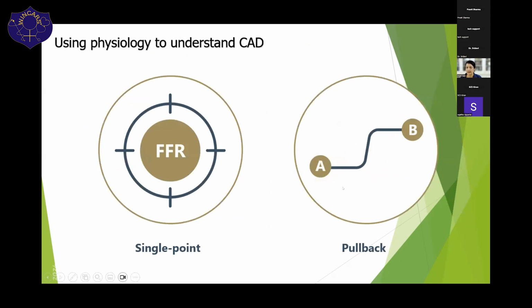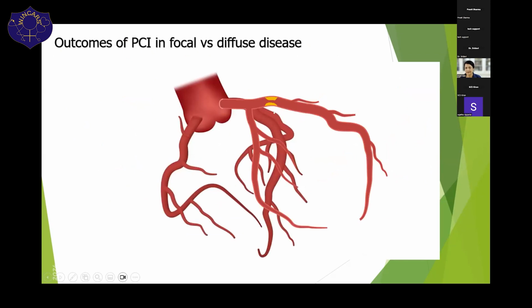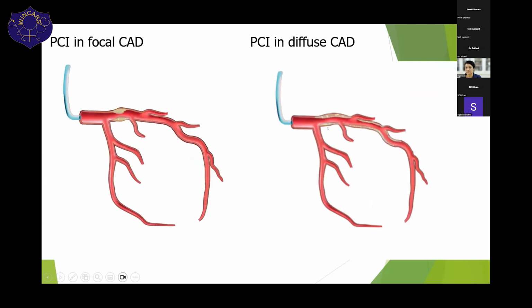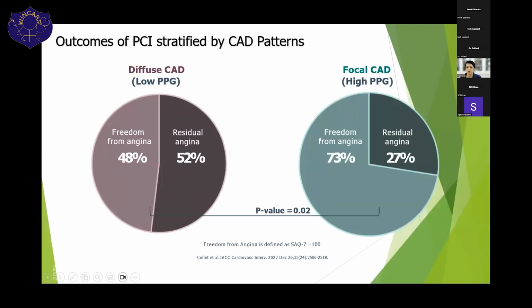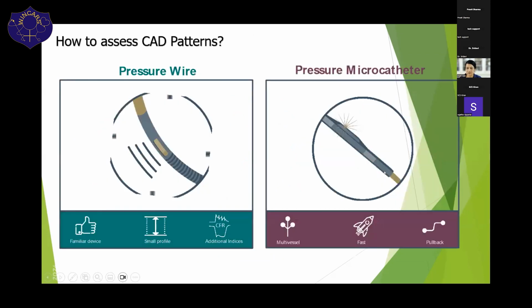And now the pullback FFR has come, where we have single point FFR and the pullback. In the pullback, we have different sizes. Like single point, we can use FFR pre and post. When there are long, diffuse lesions, how do we optimize them? By putting long stents we can treat them, but residual angina will be more in these cases compared to doing only focal stenting, reducing the long stenting and getting a better outcome in the future. Residual angina will be less in these cases. So these are all studied.